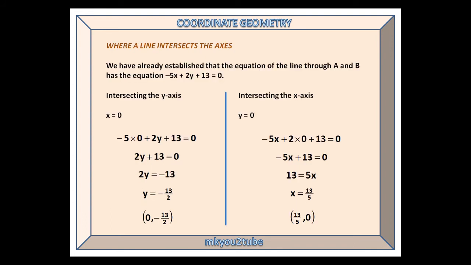Finding where a line intersects the axes. We have already established that the equation of the line through A and B is minus 5x plus 2y plus 13 is 0. The line intersects the y-axis when x is 0, so we get 2y plus 13 is 0, and therefore y is minus 13 over 2. So the point is 0, minus 13 over 2. The line intersects the x-axis when y is 0, so we get minus 5x plus 13 is 0, and x is 13 over 5. Hence the point is 13 over 5, 0.